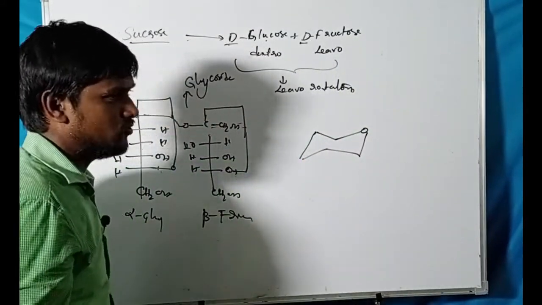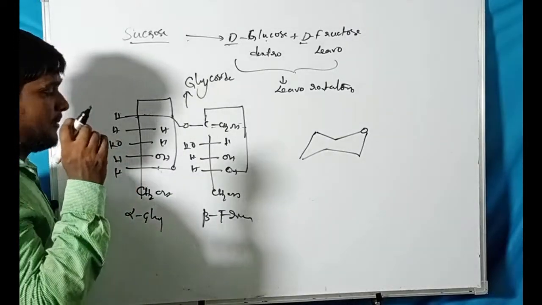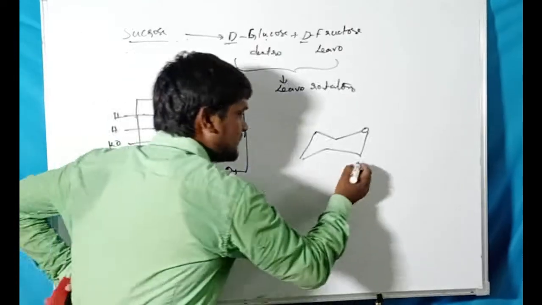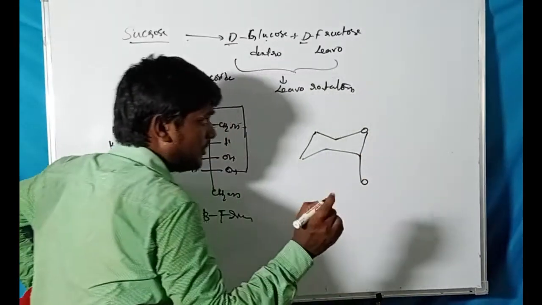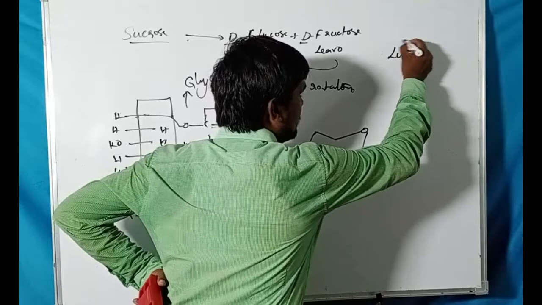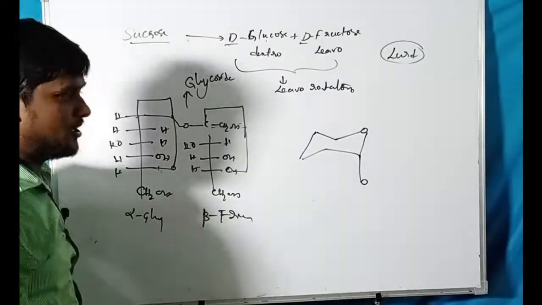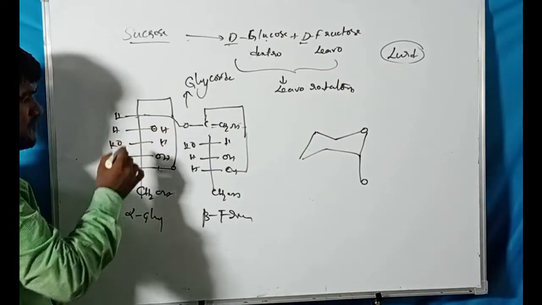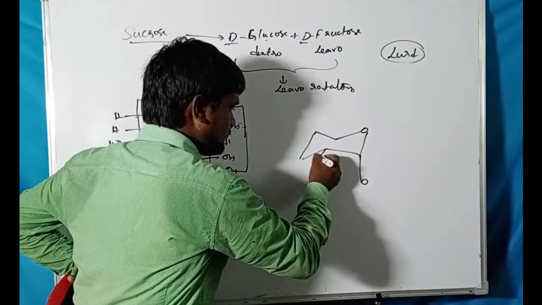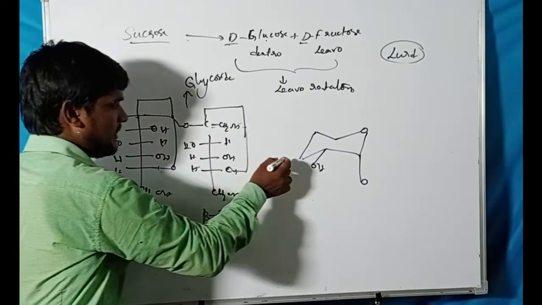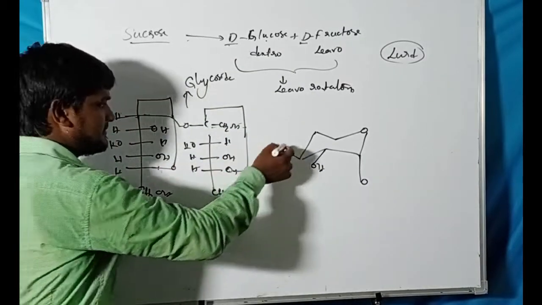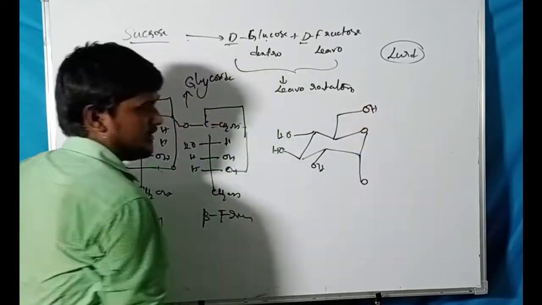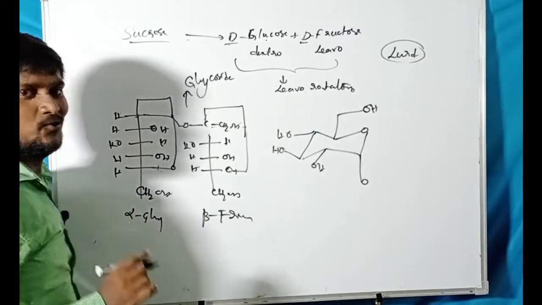Here is the glucose structure, the pyranose structure. The right side OH indicates bottom. Right side is bottom; we know the rule, so don't forget it. Now here it is bottom. The second position, HOH, is on the right side, so it is also down. The third is on the left side, that is up. The fourth is on the right side, that is down. The next one is D, that's why here it is CH2OH. So this is the glucose pyranose structure.